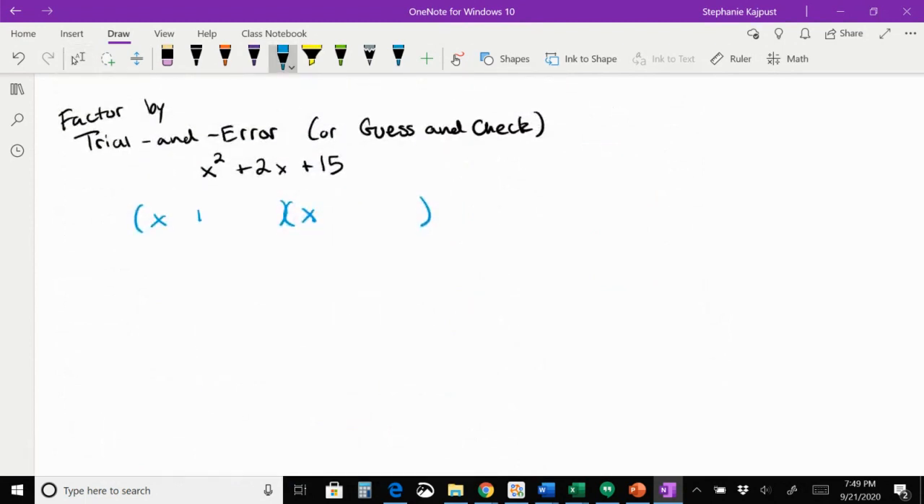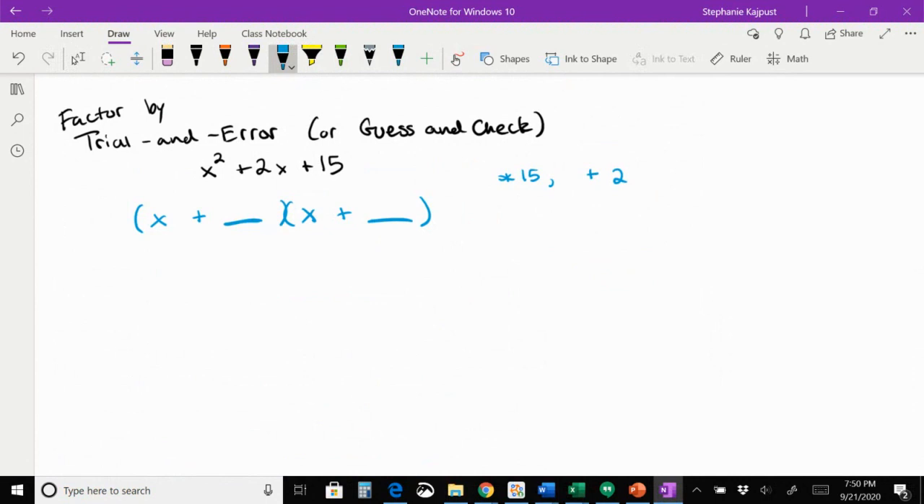So if everything is positive, then you're going to have plus signs here, and all you need to figure out is these two numbers. Those two numbers multiply to 15, but they need to add to 2.